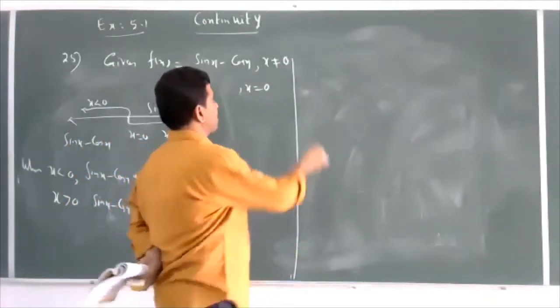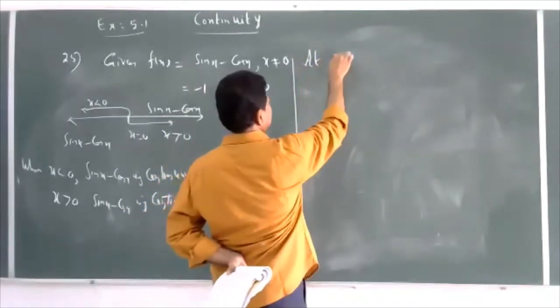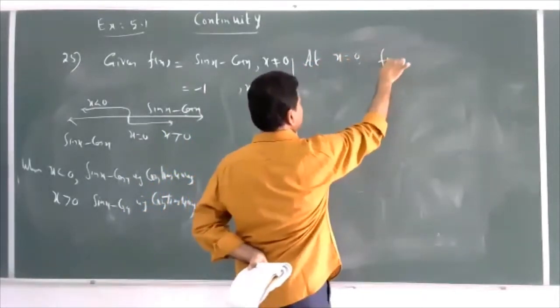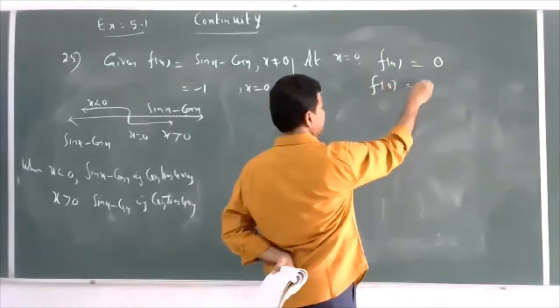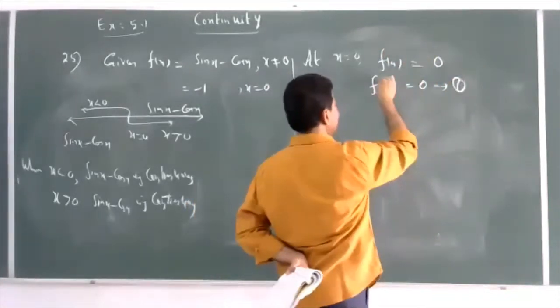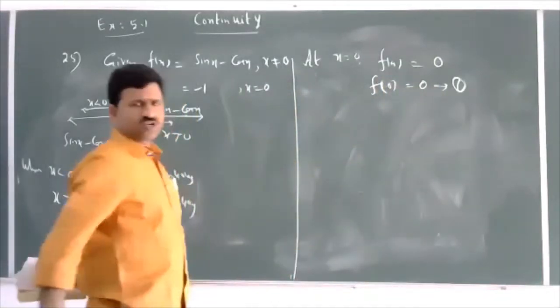At x is equal to 0, what is the function? f of x is equal to 0. That means f of 0 is 0. Function value is 0.